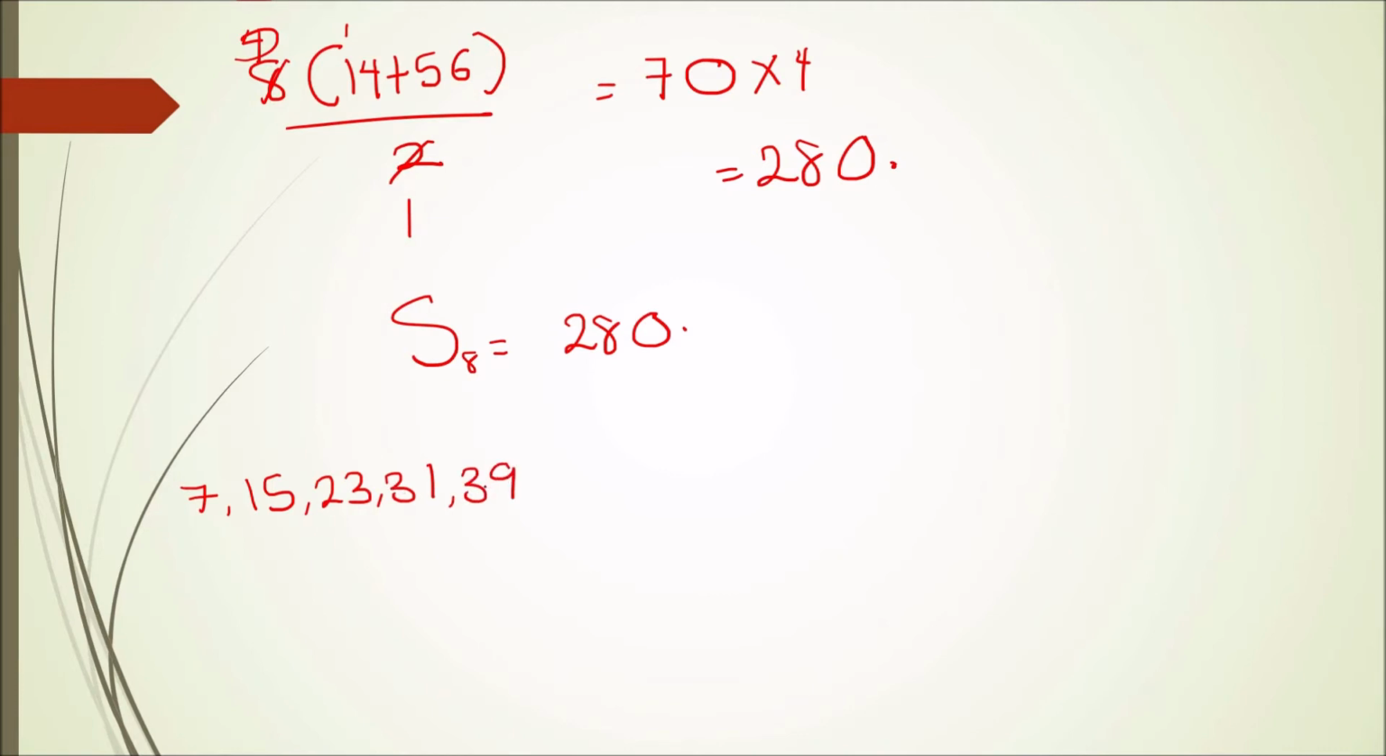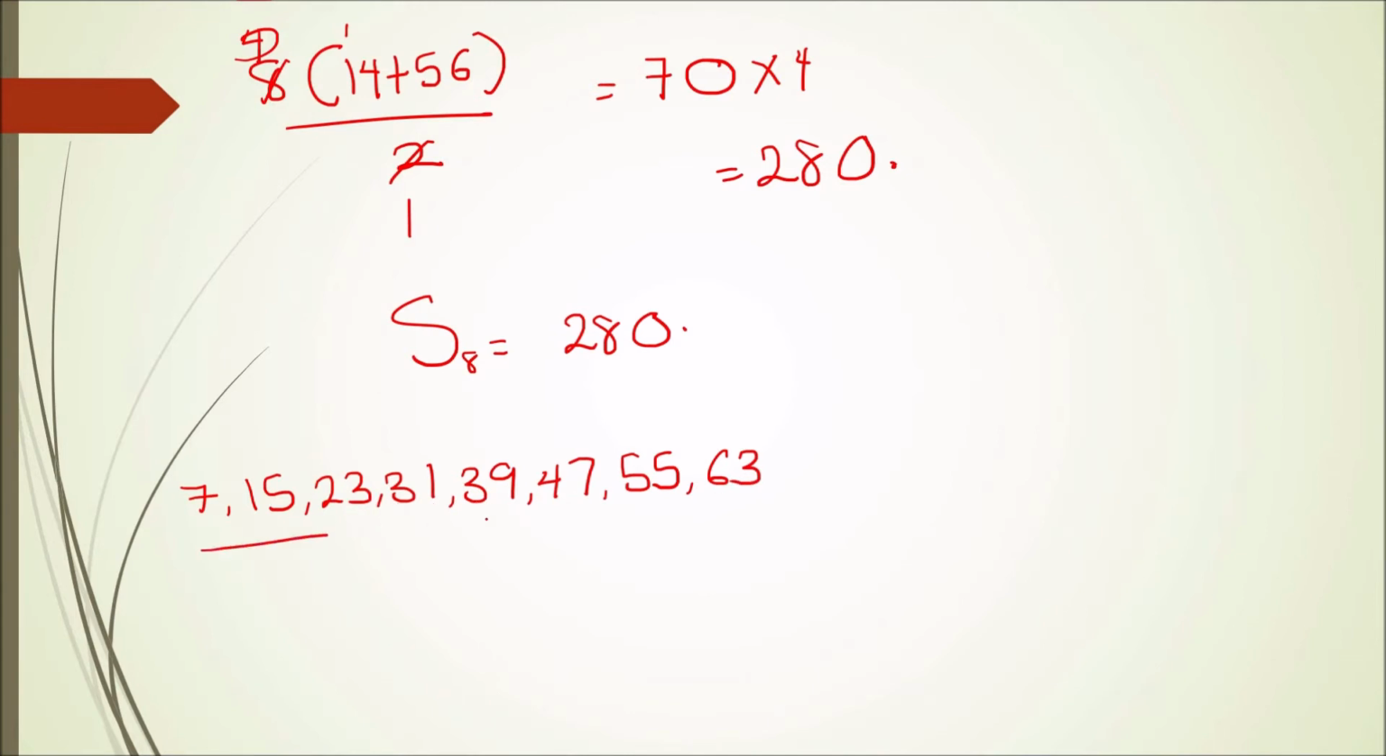Okay, and what's 39 plus 8? That should give me 47. And what's 47 plus 8? That should give me 55. What's 55 plus 8? That should give me 63. Are we up to 8 yet? So 1, 2, 3, 4, 5, 6, 7, 8.